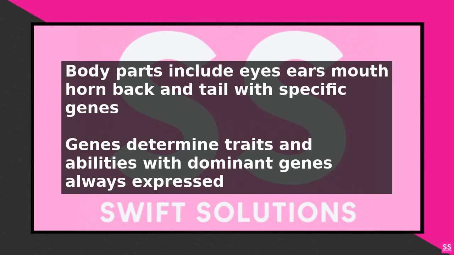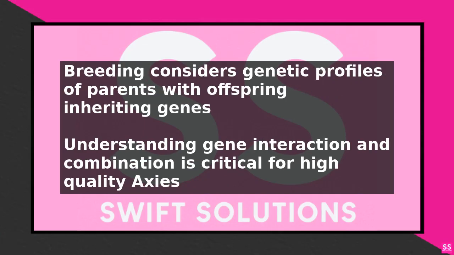Dominant genes will always be expressed if an Axie has 1, while recessive genes will only be expressed if an Axie has 2. When breeding Axies, it is essential to consider the genetic profile of both parents. The offspring will inherit a combination of genes from both parents, with a 50% chance of inheriting each gene. Understanding how genes interact and combine is critical for breeding high-quality Axies.